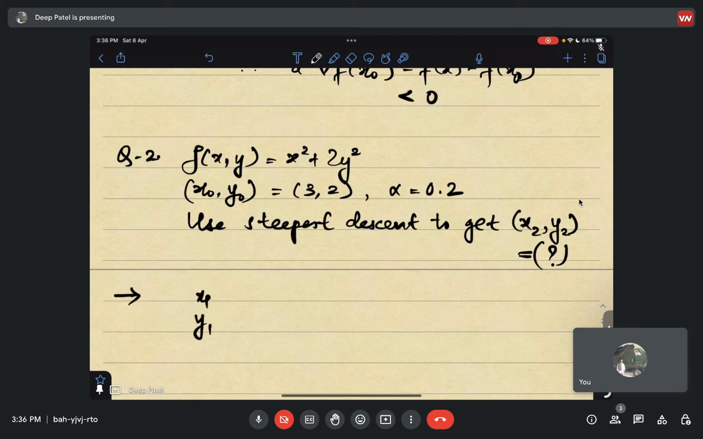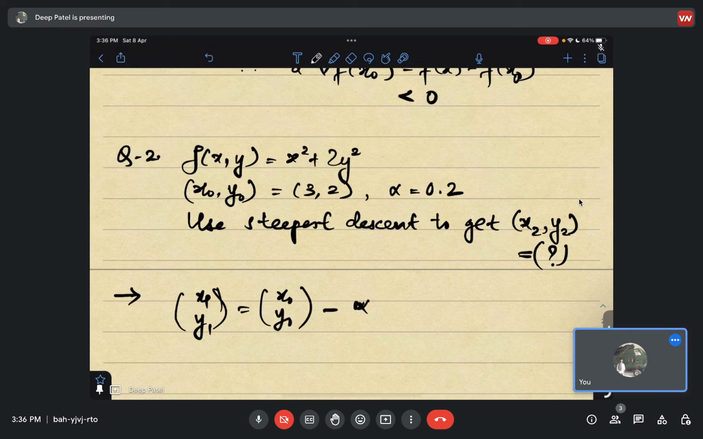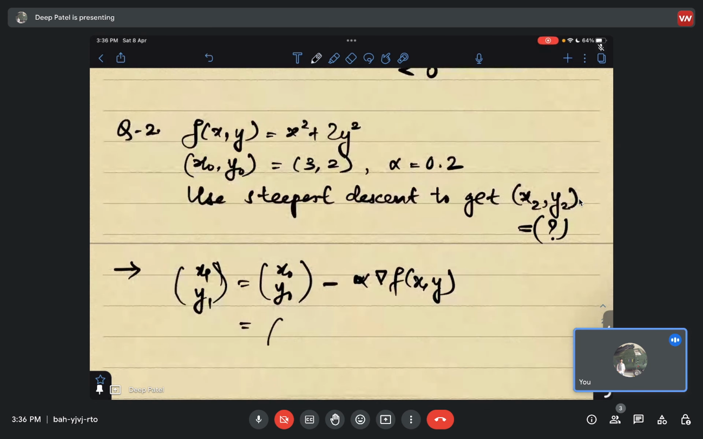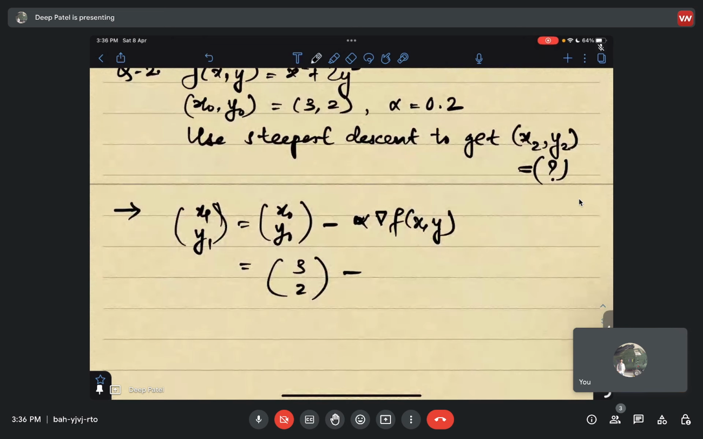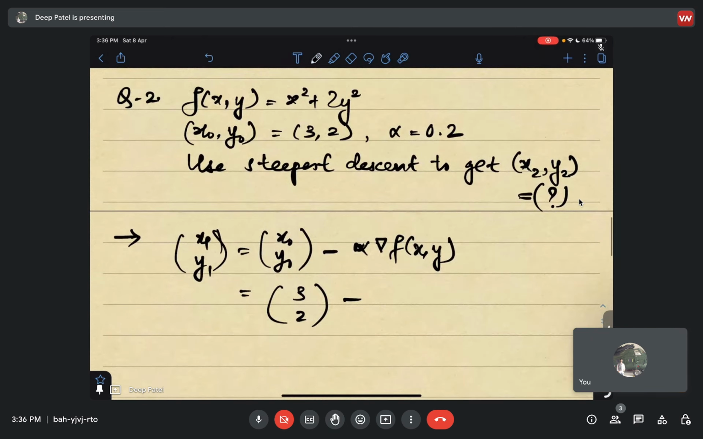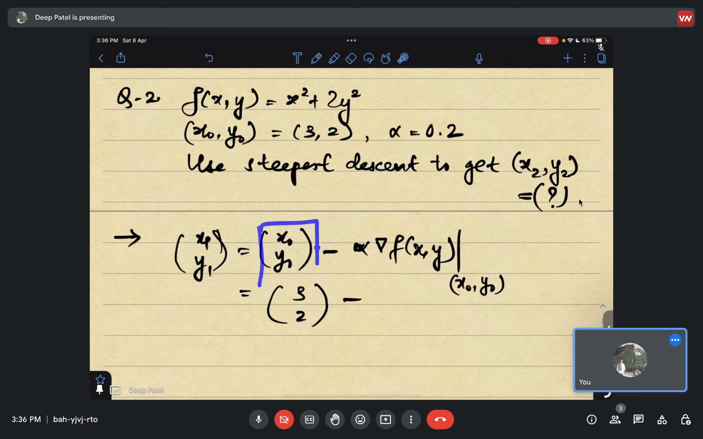You'll have to take x0, y0 as the initial point. You get x1, y1 by taking a descent with the step size along the gradient. So alpha times the gradient of f at x, y. So my initial point is what? (3, 2), minus 0.2. This is very important. I'm taking the gradient at the current iterate.